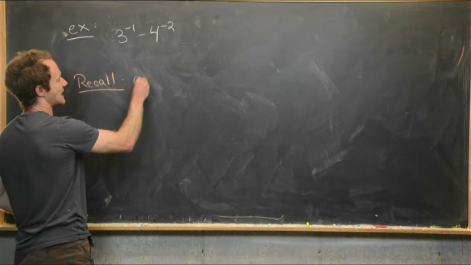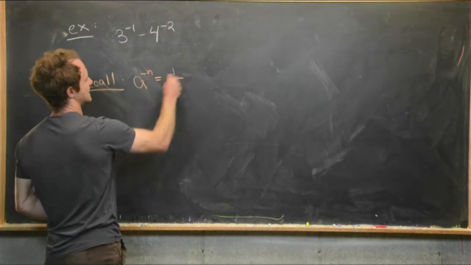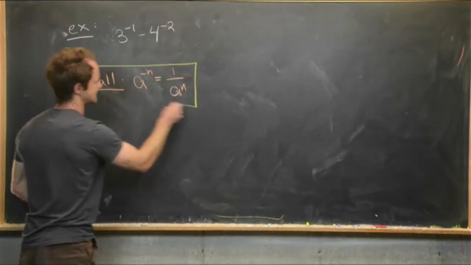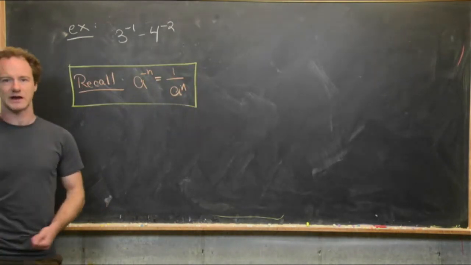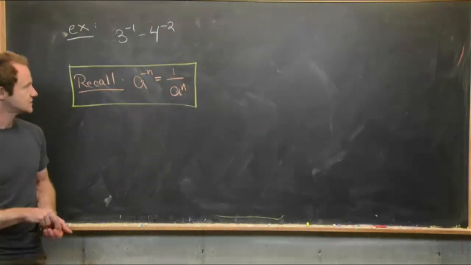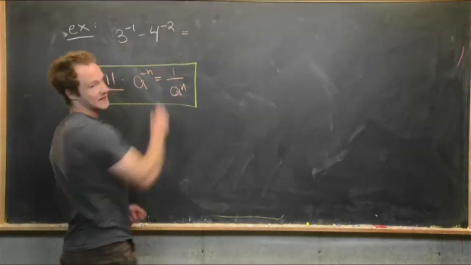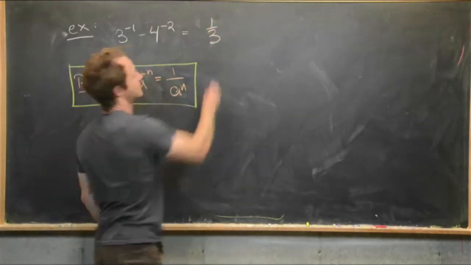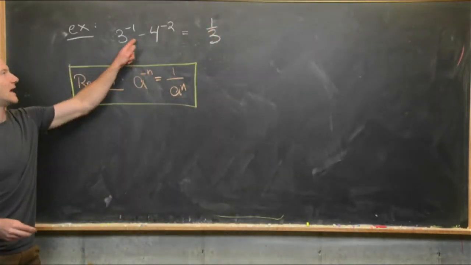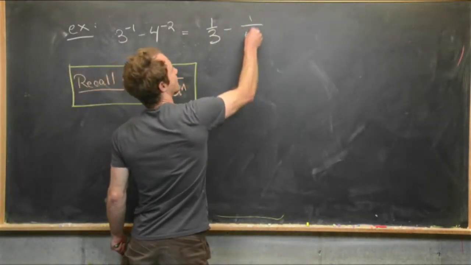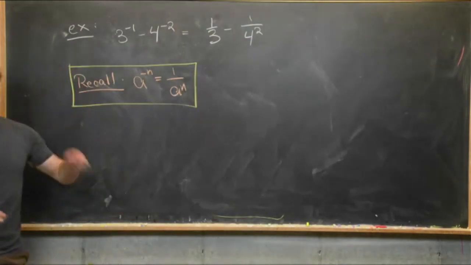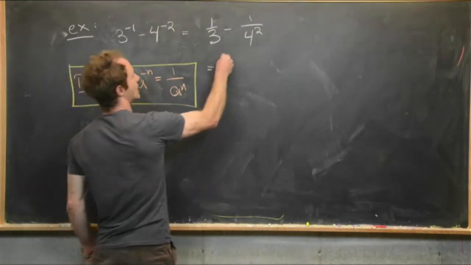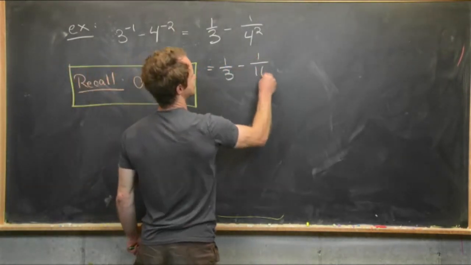If you have a to the minus n, that's going to be the same thing as 1 over a to the n. So whenever you have a negative exponent, it's like having a positive exponent in the denominator, and vice versa. So that means we can change this to 1 over 3. Well, it's really 1 over 3 to the 1, but that's just 1 over 3. And minus 1 over 4 squared, because the negative 2 is like an elevator downstairs and you have 4 squared. So now we can write this as a third minus 1 over 16.